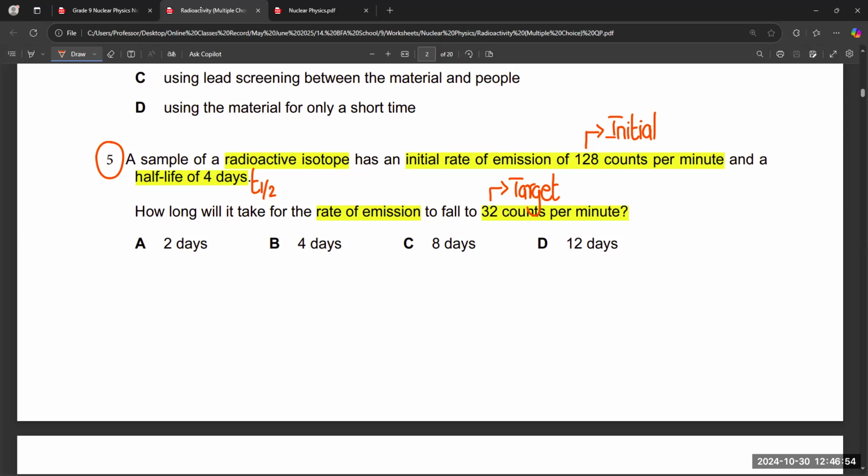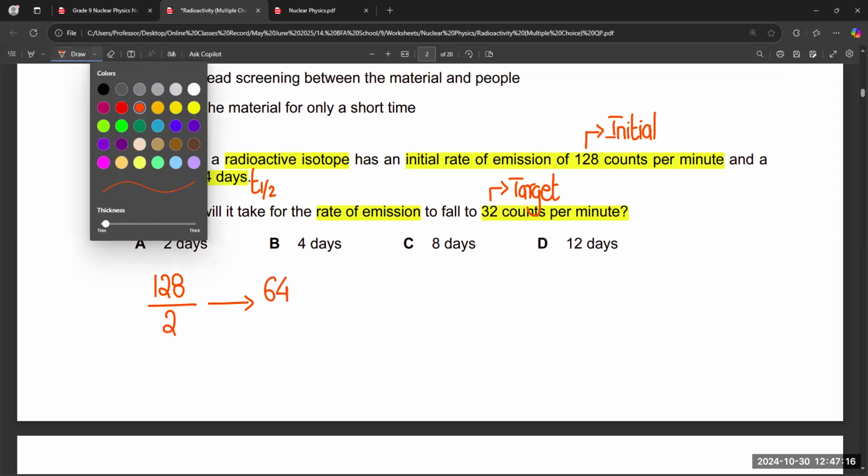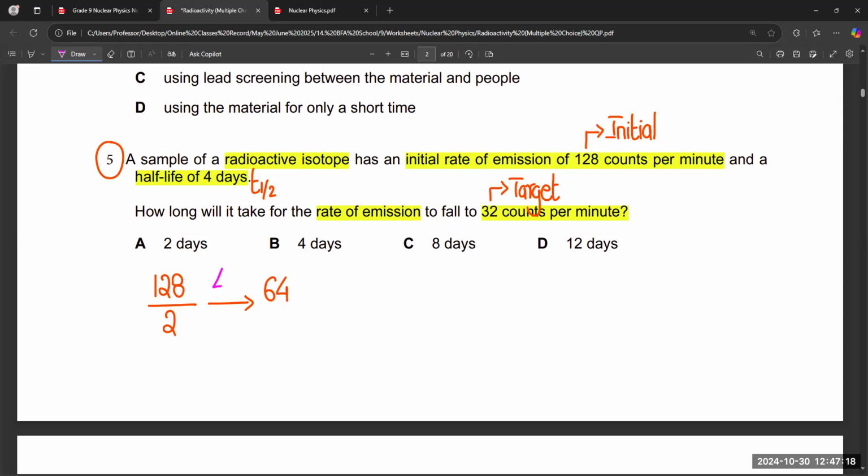Yes, Afan, sir, 2 days? 2 days. Okay. But you can see half-life is of 4 days. For example, it is like this. 128 divided by 2 will be equal to 64, right? And how many days will it take? 4 days. Yes. So this is the first half-life, because it is given in the question. So after the first half-life, you got the answer 64.